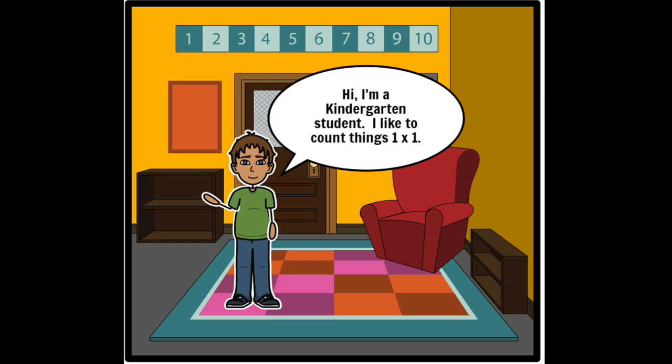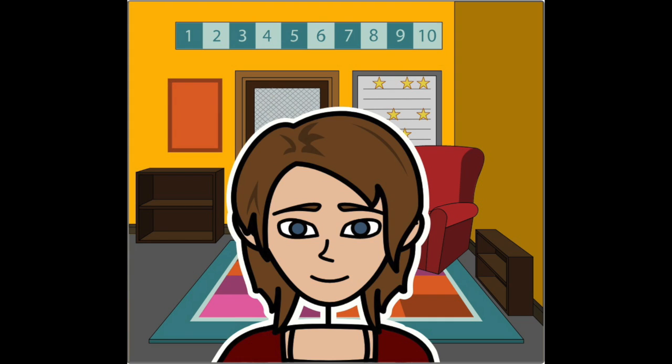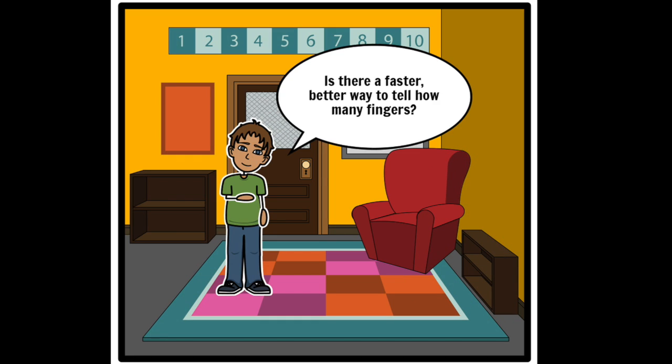Hi, I'm a kindergarten student. I like to count things one by one. I see 1, 2, 3, 4, 5 fingers. Some people count every object in a group one by one to know how many things are in the group. This can take a long time. Is there a faster, better way to tell how many fingers?